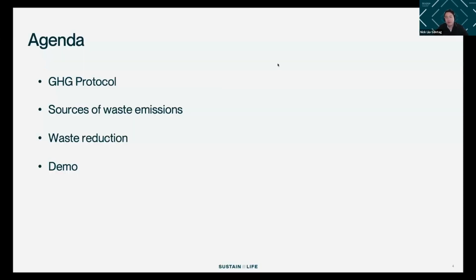In terms of what we'll cover, we're going to talk about the greenhouse gas protocol, so we're all on the same page on what kinds of emissions we're talking about today. We're also going to get into a little bit of the science of waste to understand what are the sources of waste emissions, where do those emissions actually come from? And we're also going to talk about this idea of biogenic emissions, which are important when we're considering waste. Lastly, we'll briefly touch on some of the high-level waste reduction strategies. And then, as Jasmine mentioned, we'll do a demo at the end.